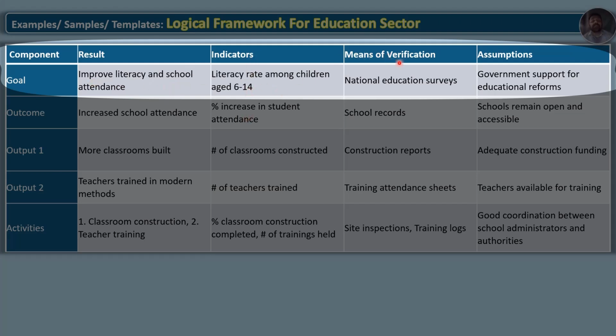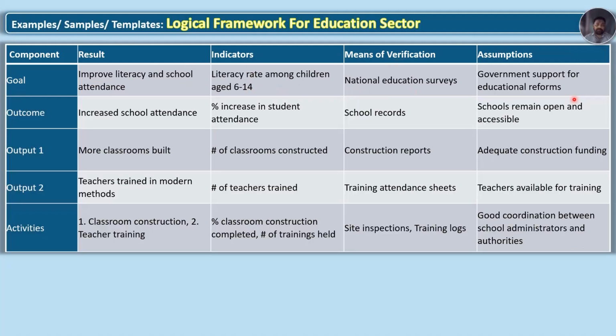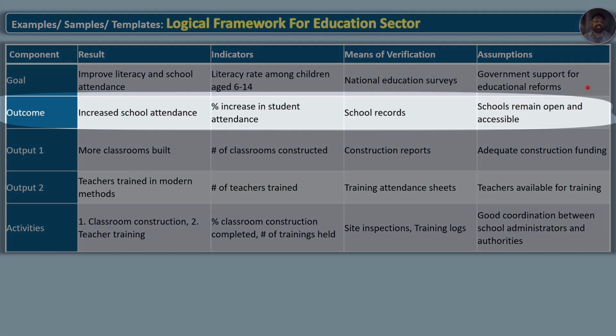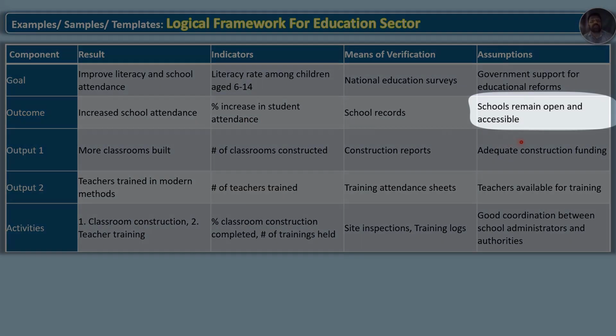National education surveys. There could be issues in achieving the desired results if there is no government support for educational reform. Similarly, you can see here the outcome, increase school attendance. Here you can see the relevant indicator, percentage increase in students' attendance. If schools remain open and accessible, we can achieve this outcome.